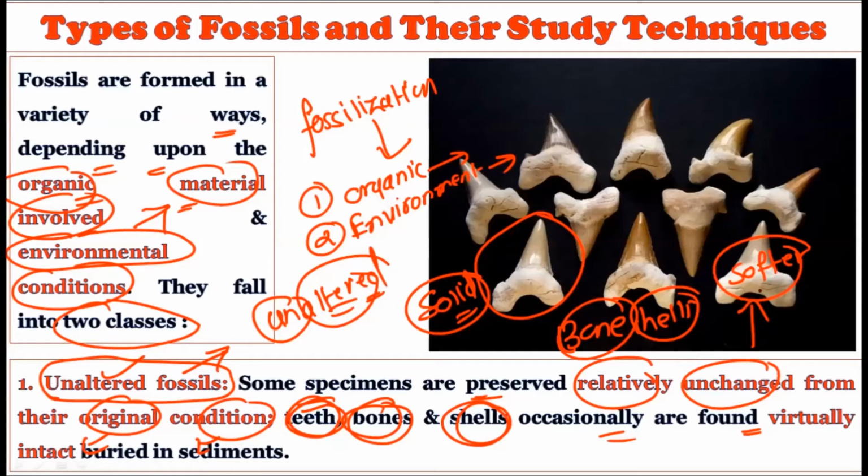Some of them remain unaltered, some of them remain unchanged, and that is why they form the category of the unaltered fossils. They differ with relation to the organic content they have, and what type of environmental conditions are acting upon them. So these are the unaltered fossils. An example for this is the teeth, bones, and the shells of animals.